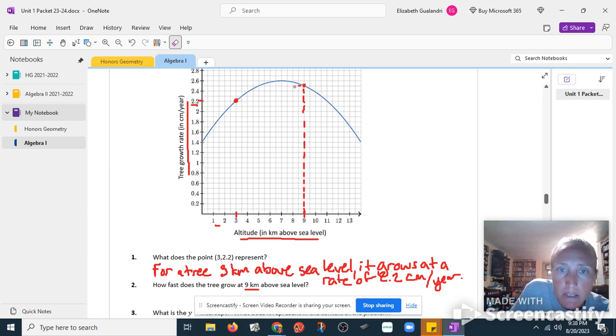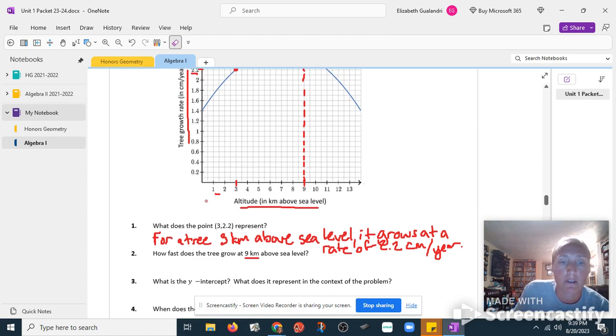And if I trace then over to the y-axis with my eyes, and I'm tracing with a pen so you can see it, I'm going to get right between the 2.6 and 2.4, which means that I'm going to be at 2.5 there. And so I'm going to answer that question not with just 2.5, but what does 2.5 mean? It means in centimeters per year. So that's the tree growth rate. It does say how fast does the tree grow, but we want to answer here then 2.5 centimeters per year. It's important to keep units on your answers as you go through these.